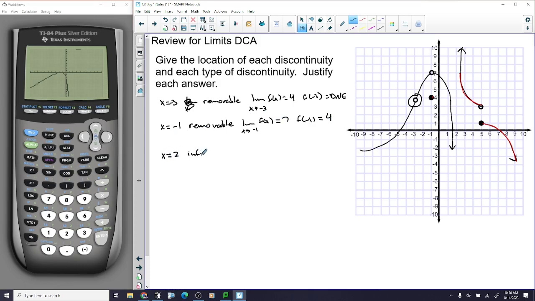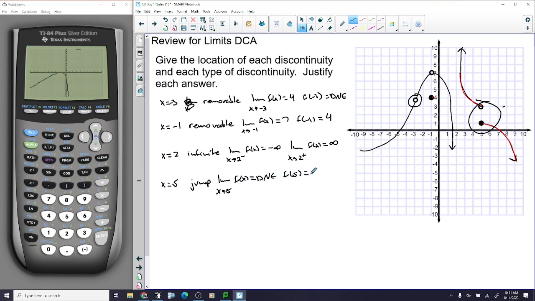X equals 2. This is infinite. The limit as x approaches 2 from the left is negative infinity, and the limit as x approaches 2 from the right is positive infinity. And then finally we have x equals 5. This is a jump discontinuity. The limit as x approaches 5, we'll just say that does not exist, and f of 5 is equal to 1.